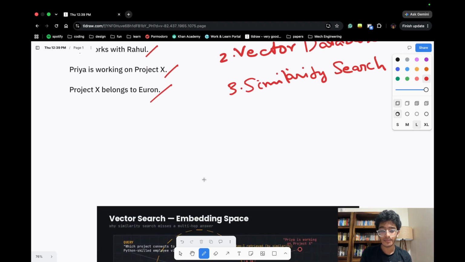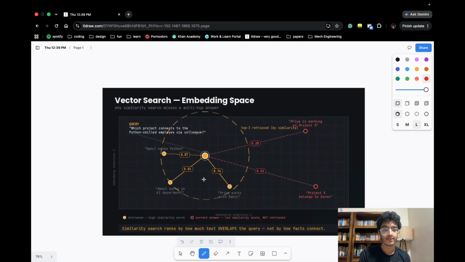So I have an image here of a vector search. Here's what it looks like. For example, each of these 5 sentences becomes a point in space. Our question becomes a point too, and the system just grabs whichever points are nearest. If you look closely, look at what actually gets retrieved. The query mentions Python and employee, so it lands close to Rahul knows Python and Rahul works in the AI department. Fine so far, right?